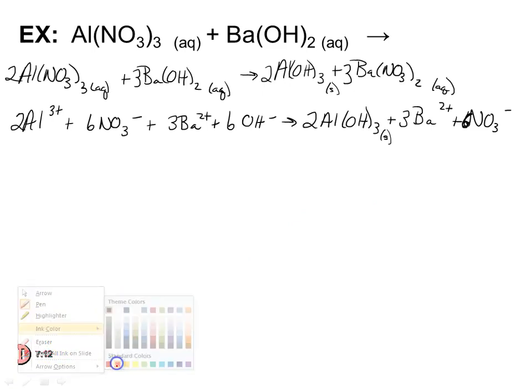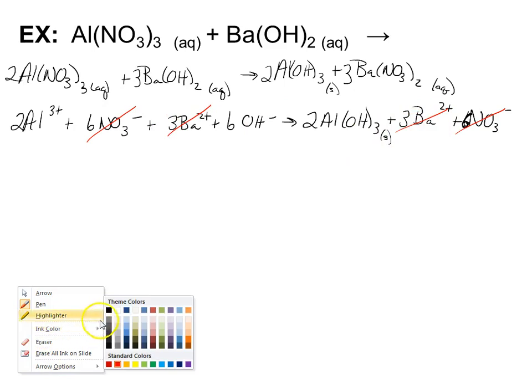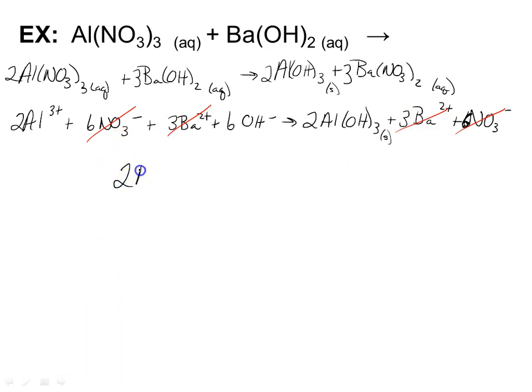Just so you guys can see it, I'm going to switch colors here. I'm going to look for the things that are the same on the left and on the right, in the product side and the reactant side. If you notice, I got 6 nitrates here, 6 nitrates there. Nitrate is a spectator ion in this case. I got 3 barium ions here, 3 barium ions here. That is also a spectator ion, so I'm going to eliminate that. Which leaves me with my final net ionic equation: 2 aluminum ions react with 6 hydroxide ions to form 2 moles of aluminum hydroxide. And there you go.